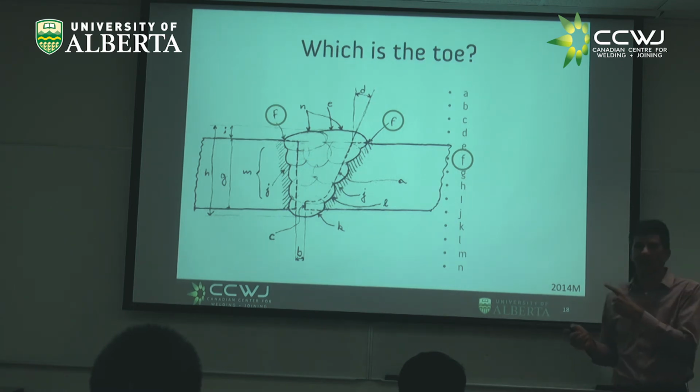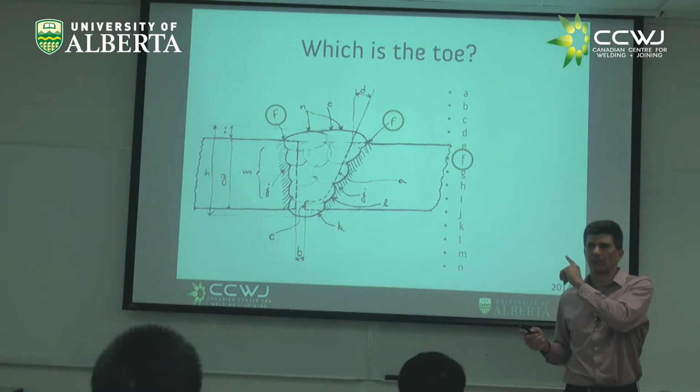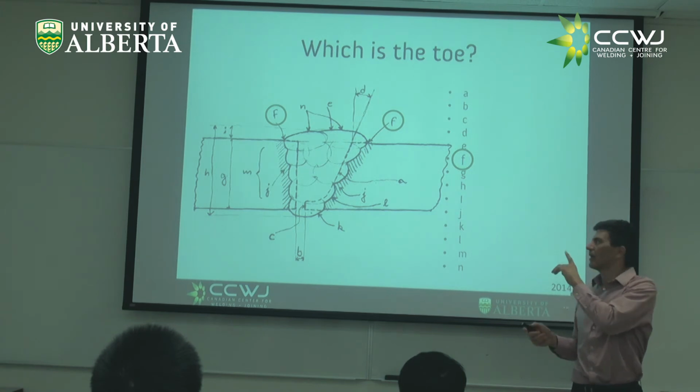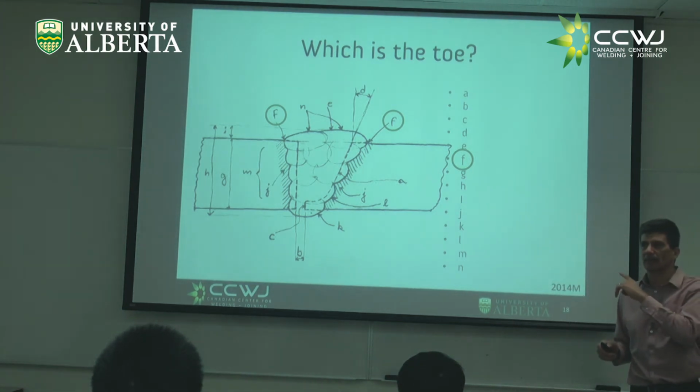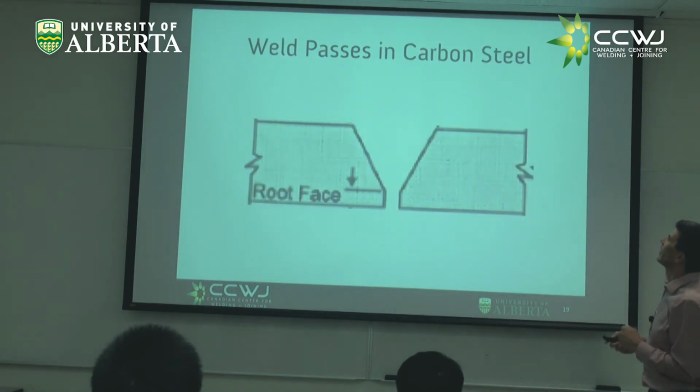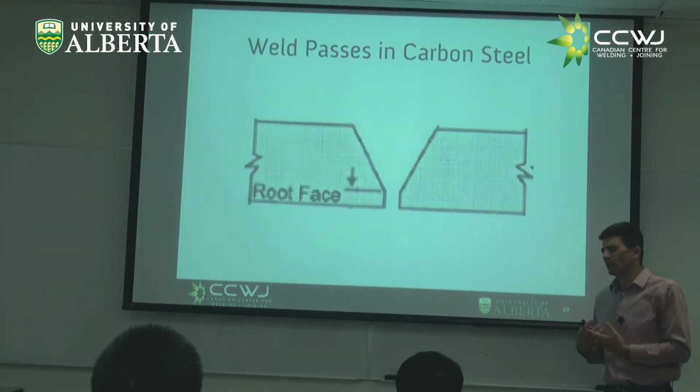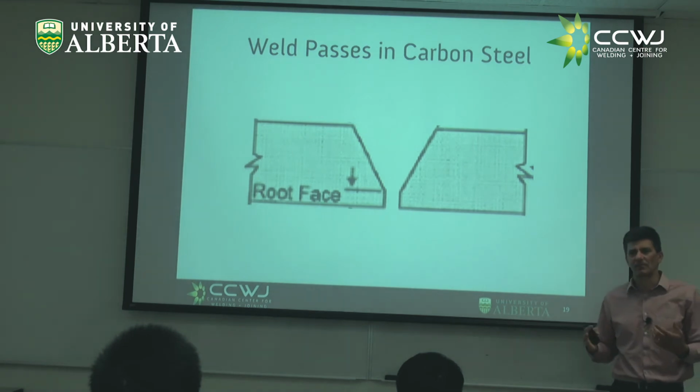What type of joint is that? What type of bevel joint preparation do we have here? A J, right? A single J. So this is likely to be something like a pipeline, for example. In carbon steel, the passes have names.